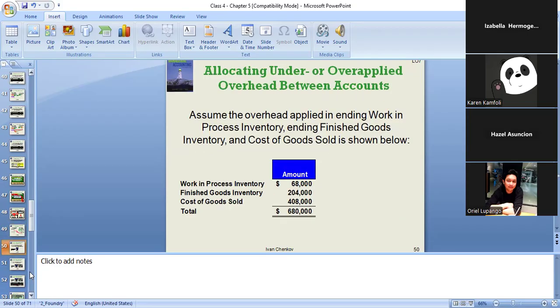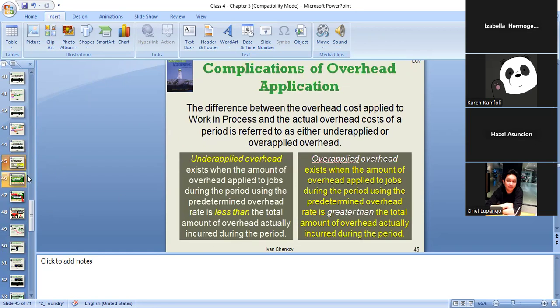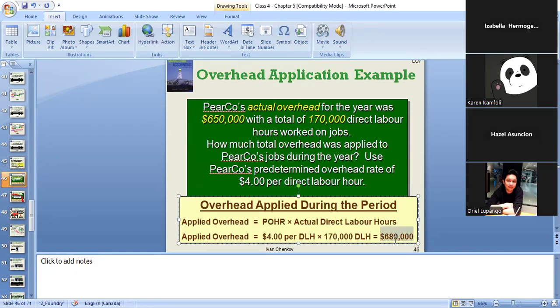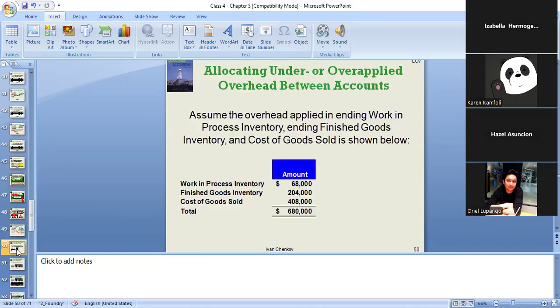Now, how are we going to apply it proportionally to all the other accounts? First, remember the 680 was our total manufacturing overhead that we applied. Then we're going to chase this 680 to see where it is. From the 680 that we applied, we still have in the work in process 68,000. In the finished goods, which hasn't been sold yet, we have 204,000. And the cost of goods sold is the remaining. So what we have to do now is come up with the percentages.